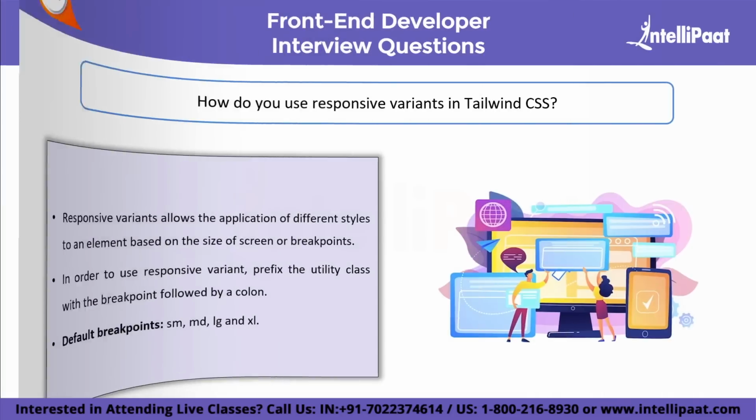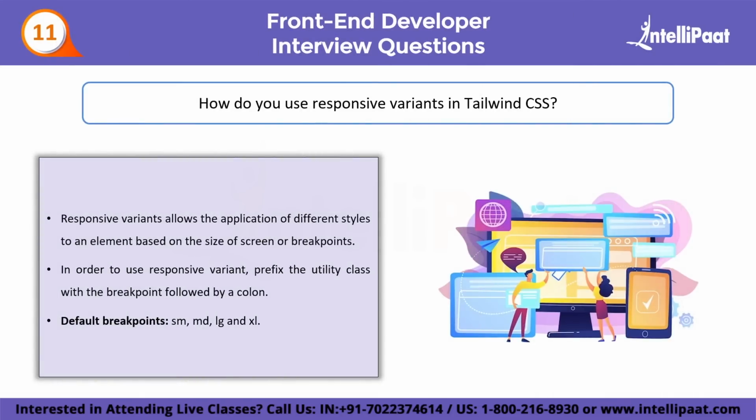How do you use responsive variants in Tailwind CSS? The answer to this question would be, in Tailwind CSS, responsive variants allow us to apply different styles to an element based on the size of screen or breakpoints. To use a responsive variant, we simply prefix the utility class with the breakpoint followed by a colon.